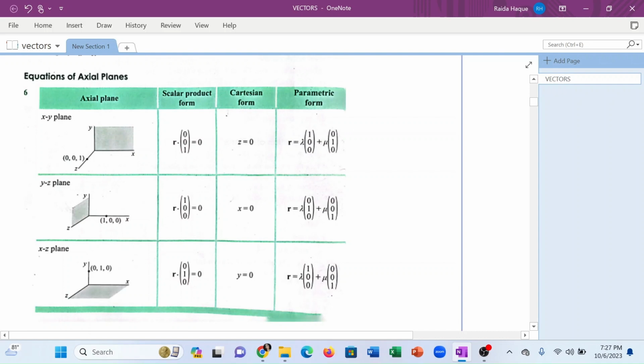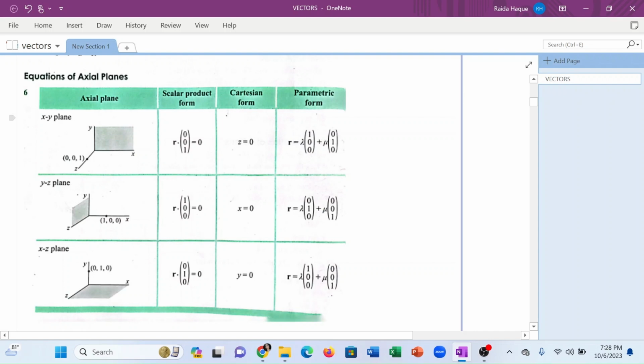Okay, moving on. So for the xy plane, the scalar product form: anything that you multiply with the normal. For the xy plane, the normal will obviously be in the direction z, right? Because we know the directions of x, y, and z are all perpendicular to each other. So for the scalar form, the normal is the z-axis, and the simplest way to define the z-axis is 0, 0, 1. So we are using the simplest ways, right? If we multiply anything with the normal, the answer we get is 0. What is the Cartesian form? In the Cartesian form, z will be equal to 0.